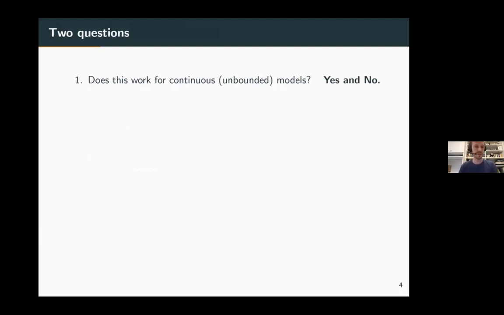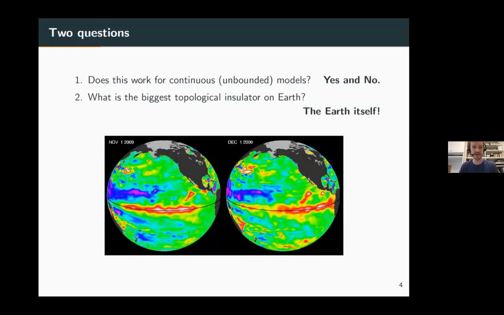Now, a more fancy question you can ask is, since there are many topological insulators on Earth, what's the biggest one? And my answer to that is the Earth itself. Why? Well, look at this picture. These are temperature anomalies at the surface of the ocean, the Pacific Ocean, taken from NASA, and you have one in November and the second one in December.